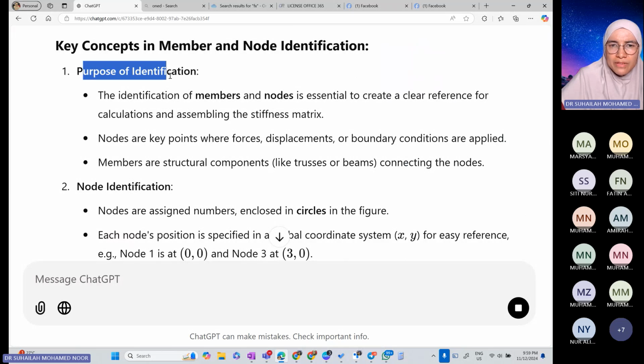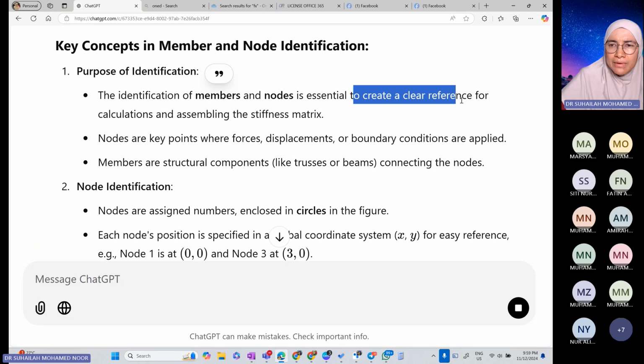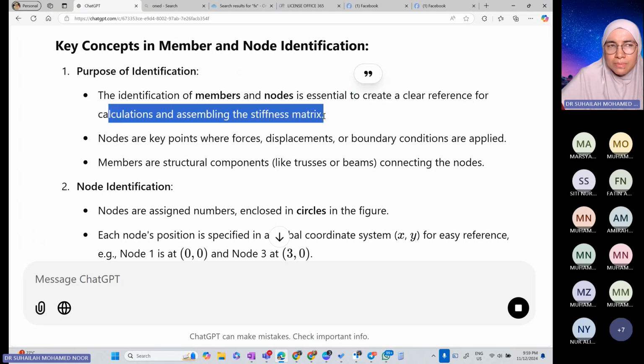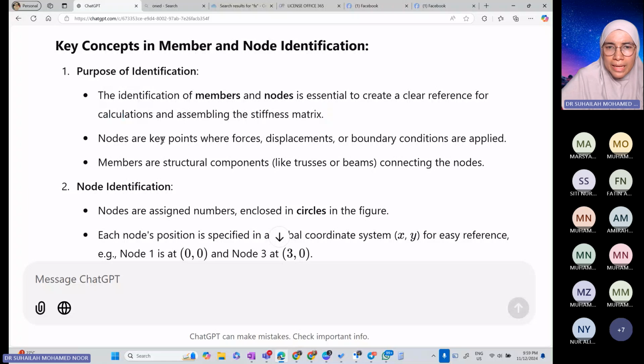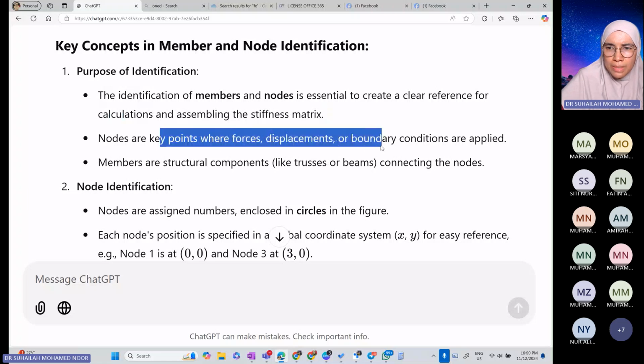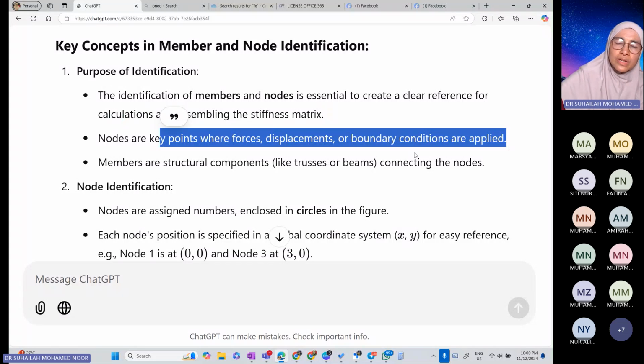Okay, purpose of identification. Identification of member and nodes is essential to create clear reference for calculation and assembling the stiffness matrix, mesti label. Jangan risau, first session teori memang pening. Tapi sebenarnya nak buat nanti senang je. Cuma konsep kena clear dulu baru you boleh senang nak buat calculation nanti. Okay, nodes are the key point where forces, displacement and boundary condition are applied. This one refers to yang tadi saya sebut everything.